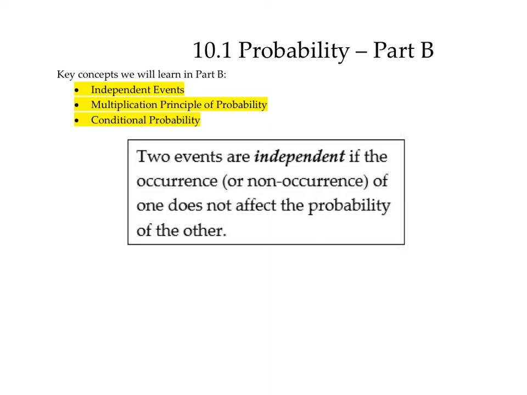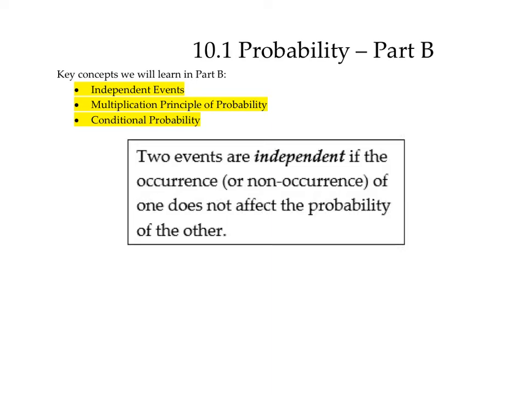But if the first card is not a spade, then the second card has a 13 out of 51 chance of being a spade. So you can see that those two events are linked. They affect each other. They're not independent.